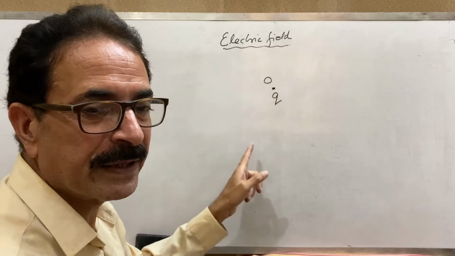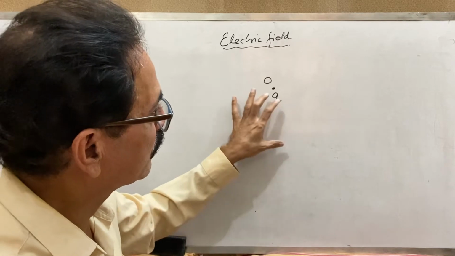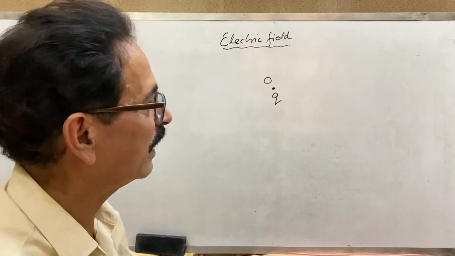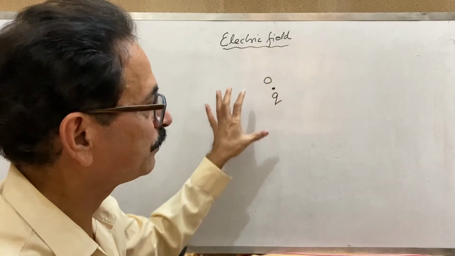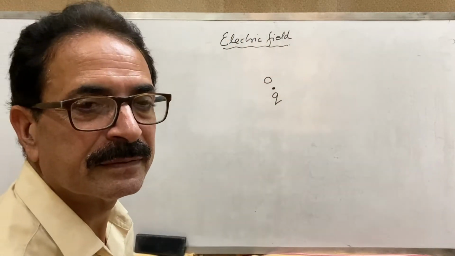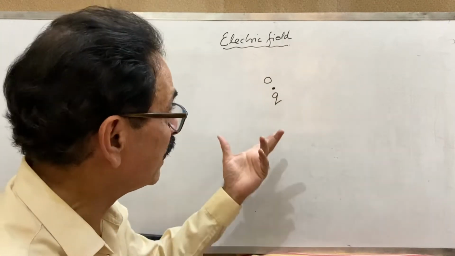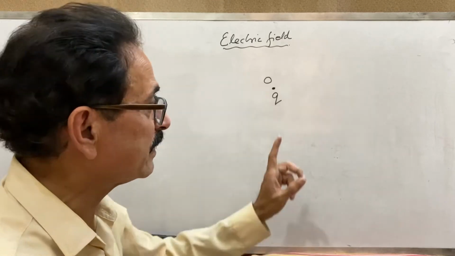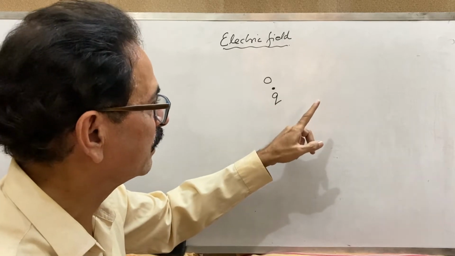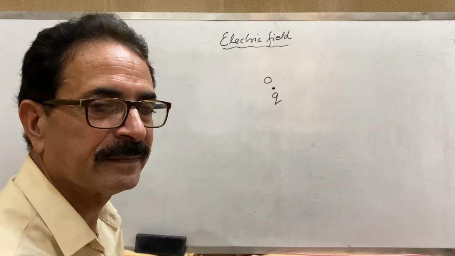Around it, its own space, up to which the force of attraction or repulsion can be felt by another charge. That space is known as the electric field of the charge Q. So then what is electric field? Electric field is the space around a charge up to which the force of interaction can be felt by another charge. That is the electric field.